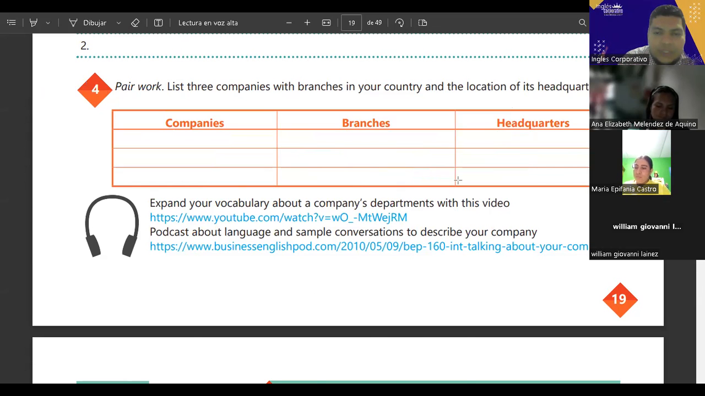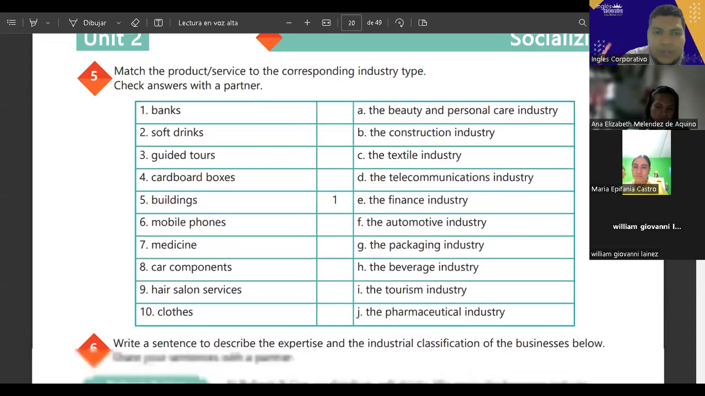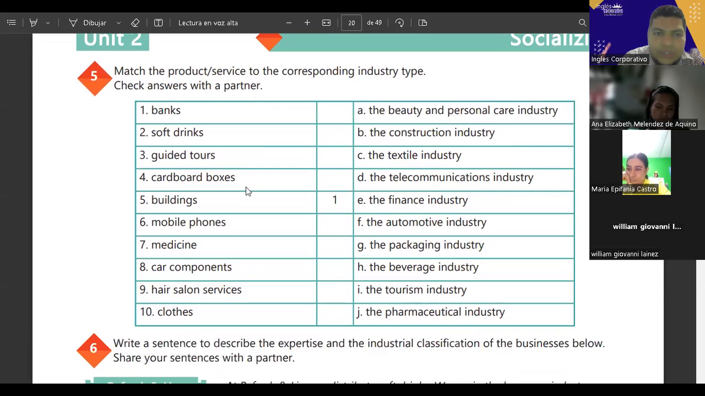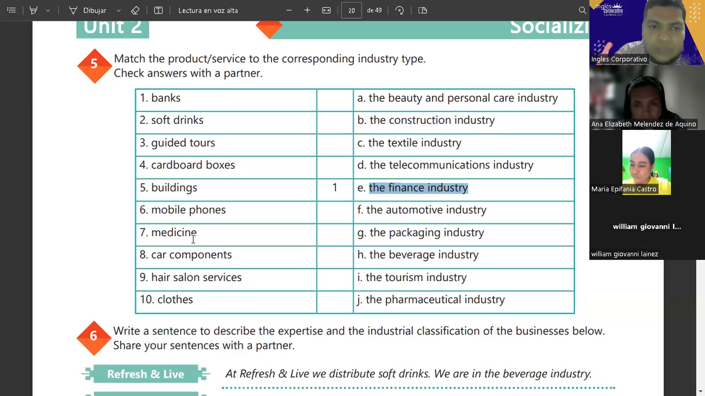Okay, so let's just continue with the next activity here. And it's going to be this one. All right. Let's see. We have this one. So we have some questions and here it says, oh, Grupo Robles también is actually another one, like I say here. All right, it says, match the product service to the corresponding industry type. Check the answers with a partner, it says right here, but we're going to do it together right now, okay? So let's see, banks. It says here that the bank is the finance industry, all right? So this is one of those companies, y estas a qué industria pertenecen. That's actually what it says right here.